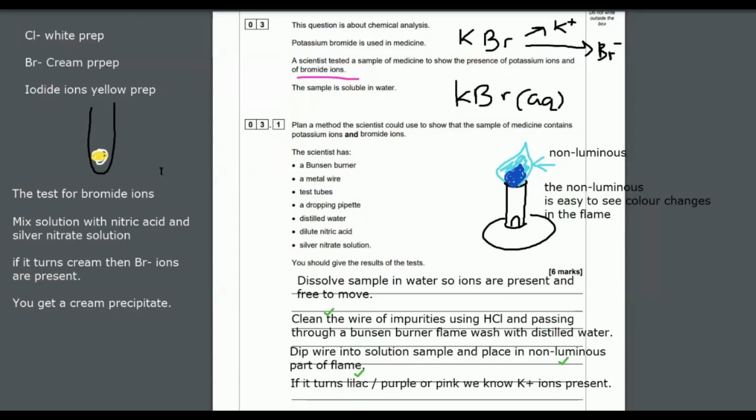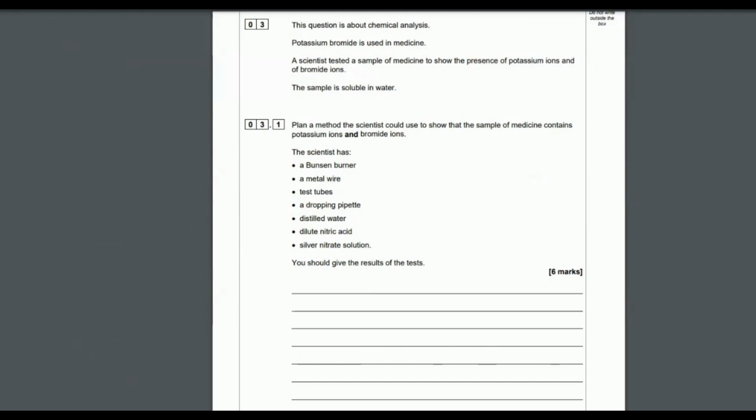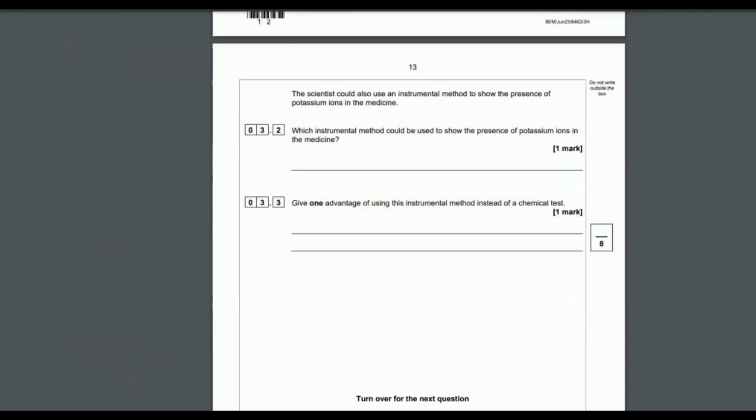I think of a glass of milk going off, going white to cream to yellow as you go down group 7. Fluoride ions do not give off a colored precipitate, or it would just be white or colorless. I don't think they give off a precipitate at all. Don't ask me why I've written bromide ion cream prep. That's supposed to say prep for precipitate. Anyway, that should gain you 6 marks. Let's move on.